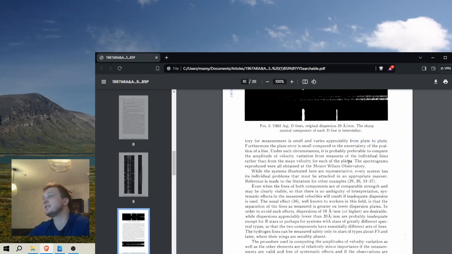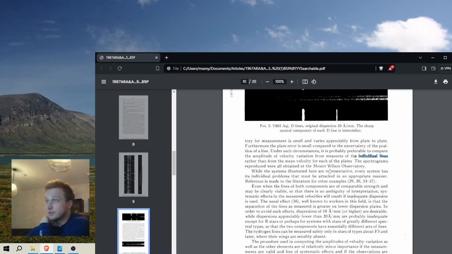Okay, so here he indirectly, finally, gave us some hint into how the velocity variation is calculated. It's from the mean velocity for each of the plates, and that's distinct from looking at the individual lines. So I guess they do some sort of calculation for each and every one of these little lines for an entire plate, and then they take the mean of that when they say, okay, this is the velocity of this star. Maybe, I don't know.